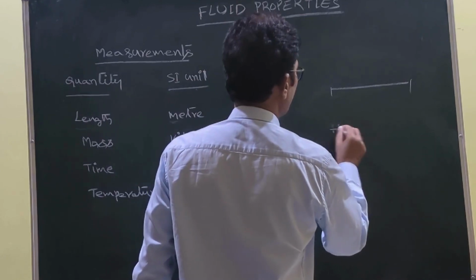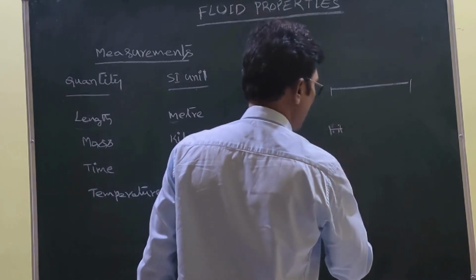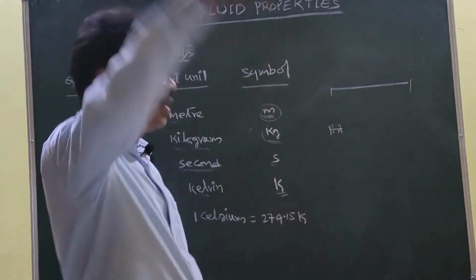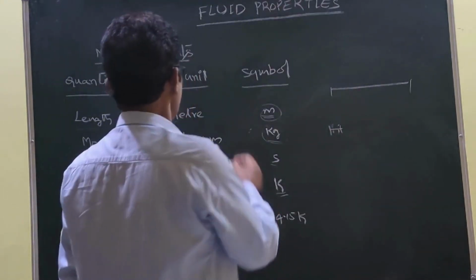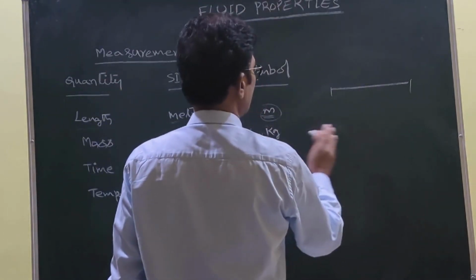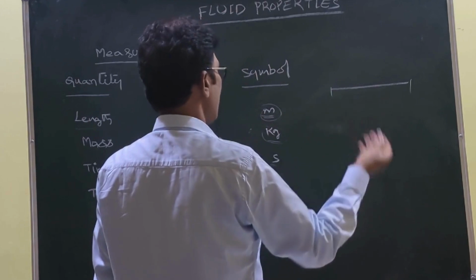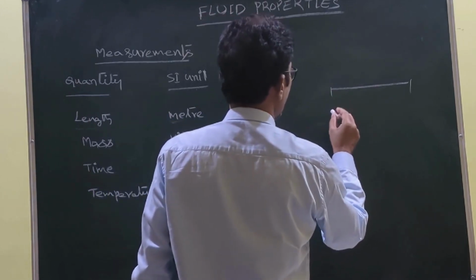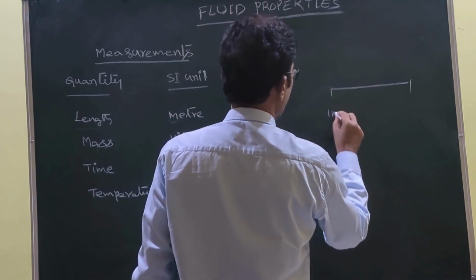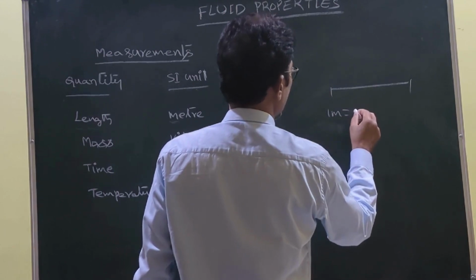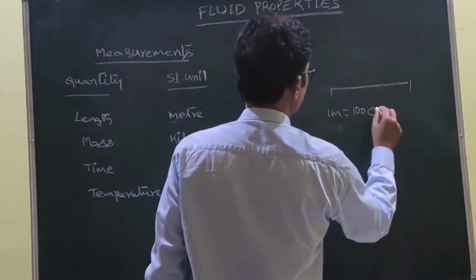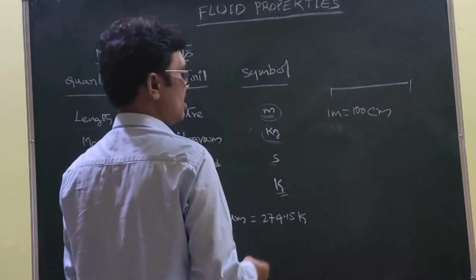Suppose you want to measure a very large length, you have to measure a long way, so the meter is multiplied by the number of times. Suppose 1 meter equals 100 centimeters.